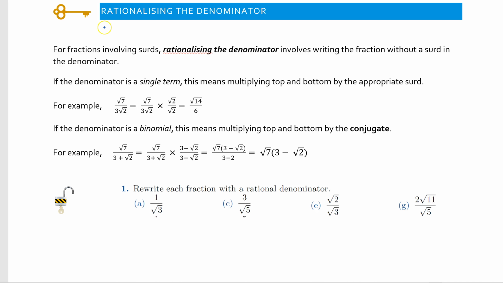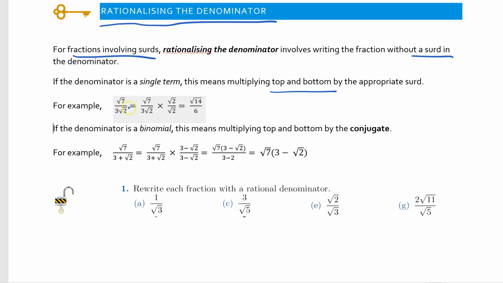Hello mathematicians, our next little part to do is rationalising the denominator. And rationalising the denominator simply means that for fractions involving surds, we write the fraction without a surd in the denominator. Now if the denominator is a single term, that simply means that we multiply top and bottom, because we can't change the fraction, by the appropriate surd.